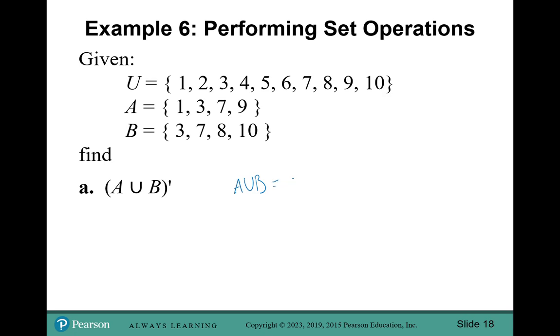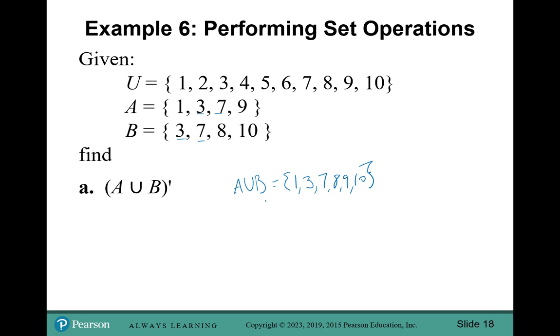If I find A union B, that's all elements in A and in B, I see that that is 1, 3, 7, 8, 9, and 10. Remember, I do not have to repeat a number if it shows up twice, like 3 shows up twice and 7 shows up twice. But I have 1, 3, 7, 8, 9, and 10. That is my set of A union B.